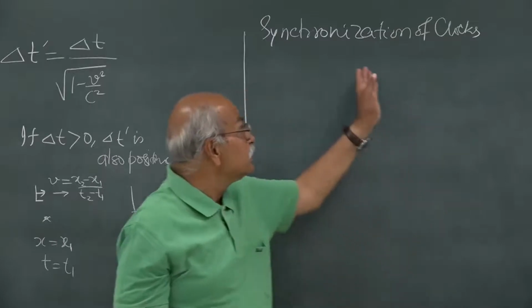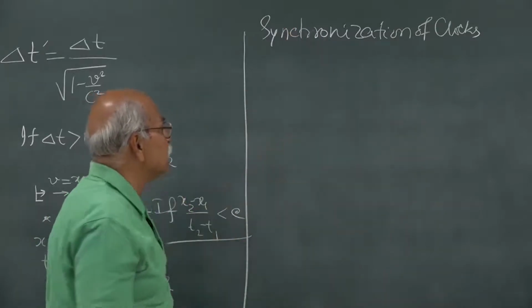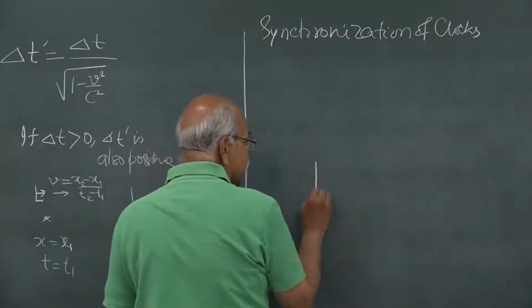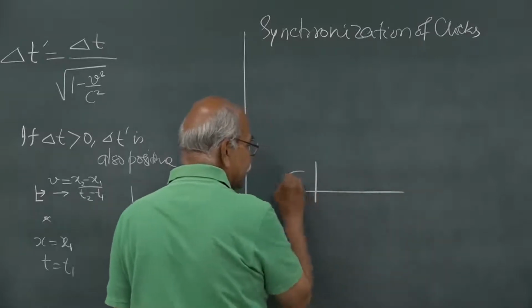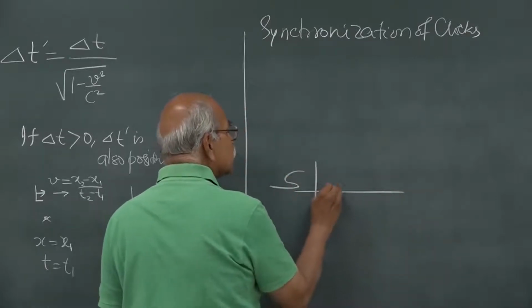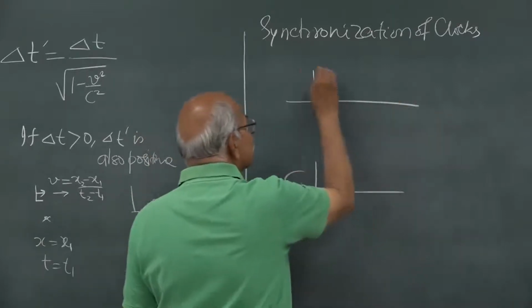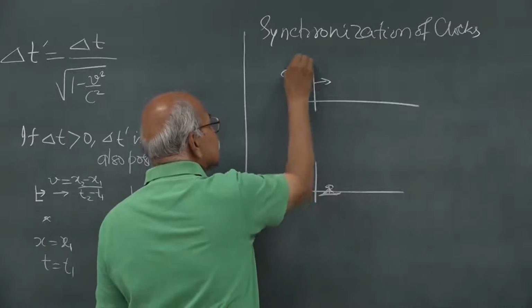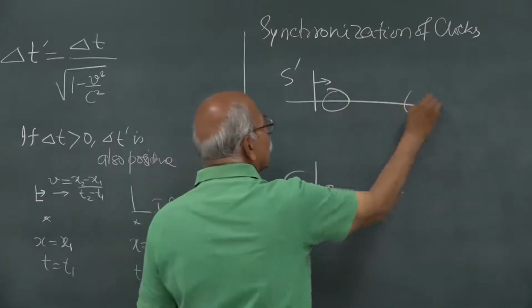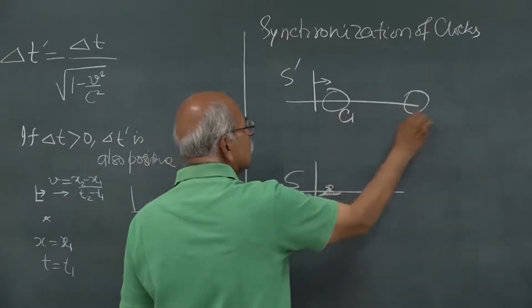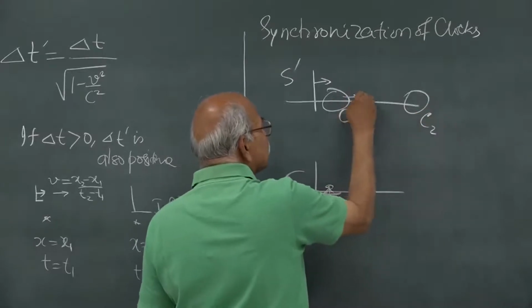Now, this is a slightly different phenomenon. Suppose I am here, this is frame S and I am sitting in this frame, and then I am looking at clocks of S prime. This is the S prime frame, and then there are clocks, let us say this clock at C1, this clock at C2, everything is moving this way.